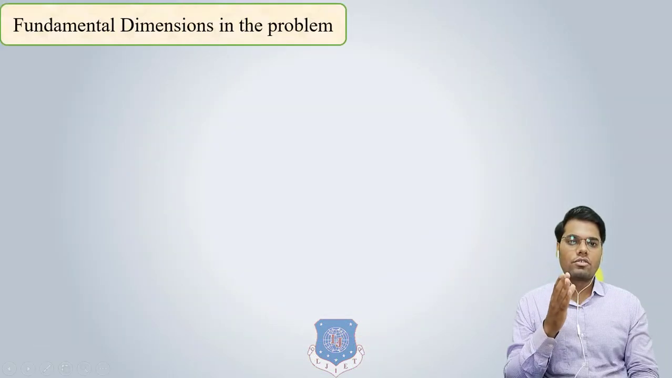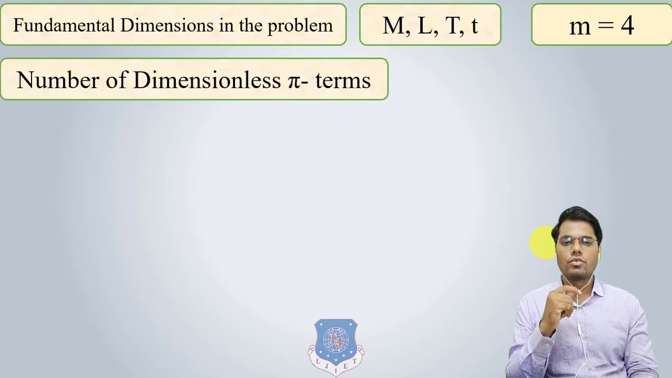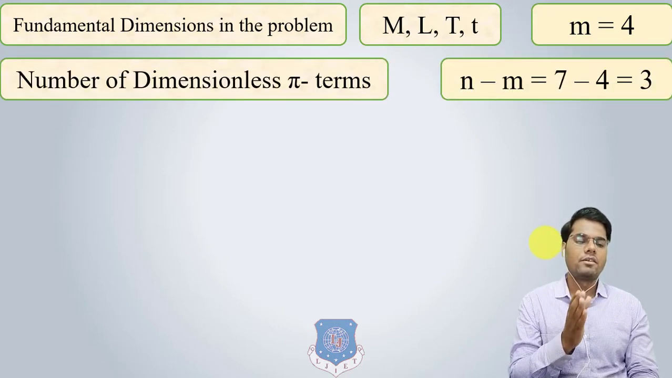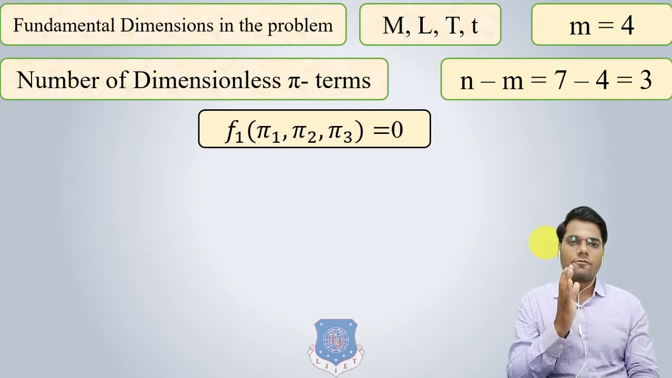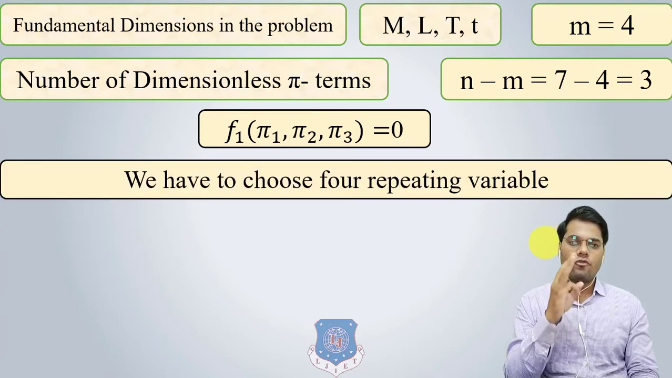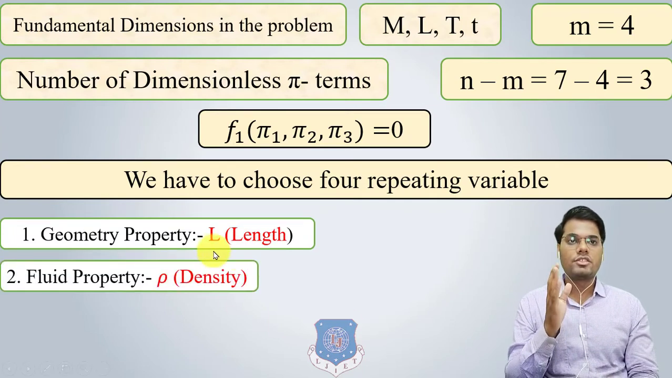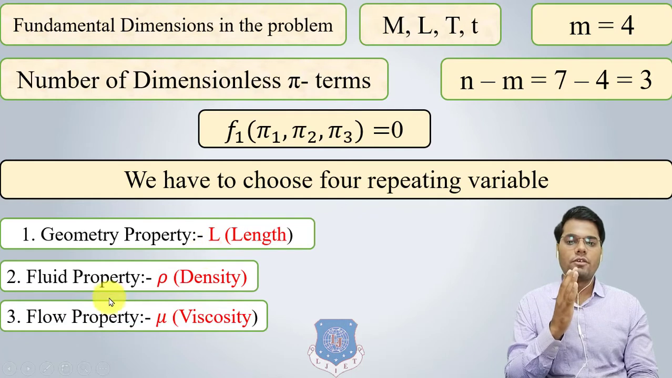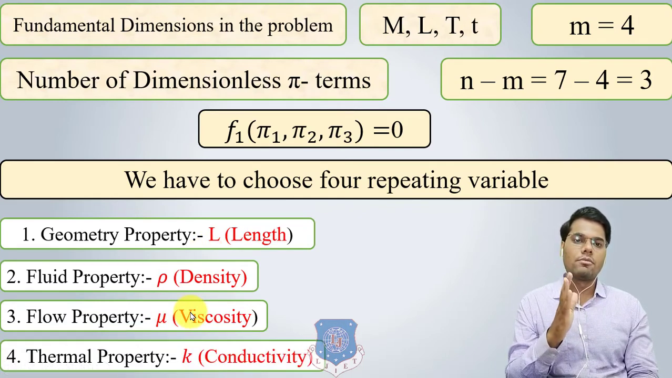Fundamental or primary quantities are M, L, T, small t, so small m is equal to 4. So here also the number of dimensionless pi terms is n minus m, that is 7 minus 4, equal to 3. So f1 is a function of pi 1, pi 2, pi 3 equal to 0. So we have to choose 4 repeating variables again. First one should be the geometry property, which is length. Second one should be the fluid property, which is rho, density. Third one should be the flow property, which is mu, viscosity. And the last one should be the thermal property, which in our case is conductivity, K.